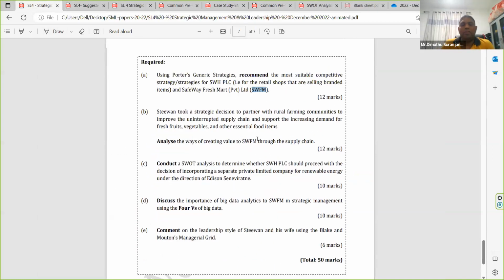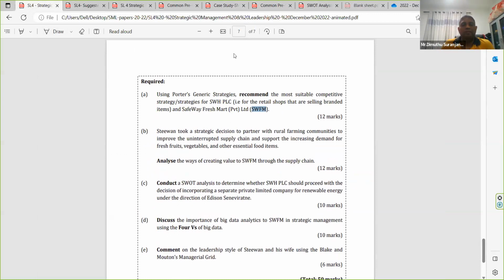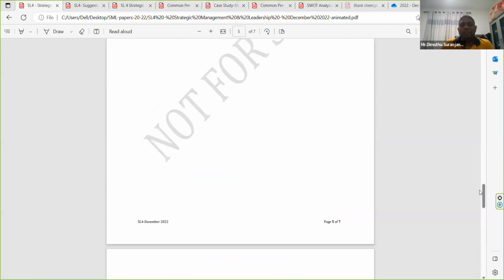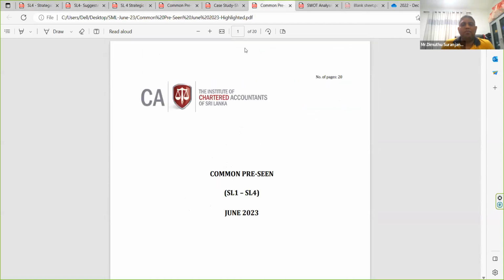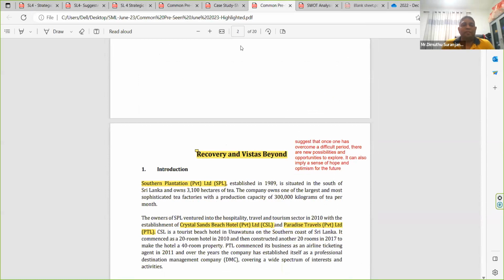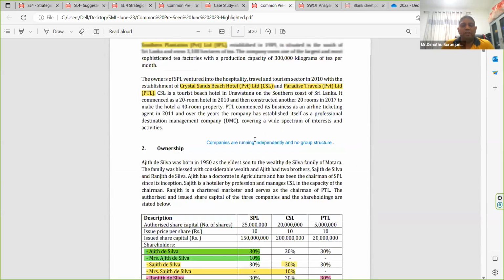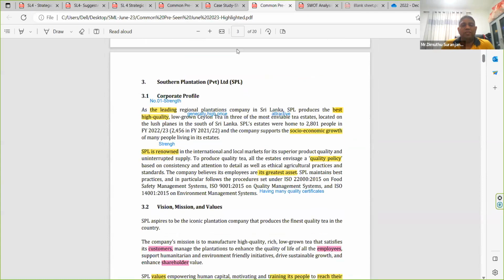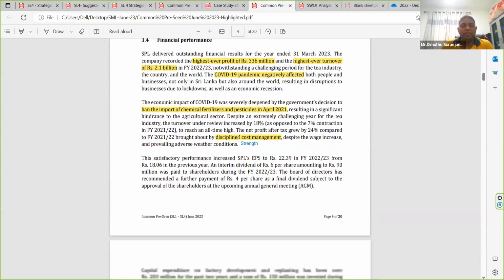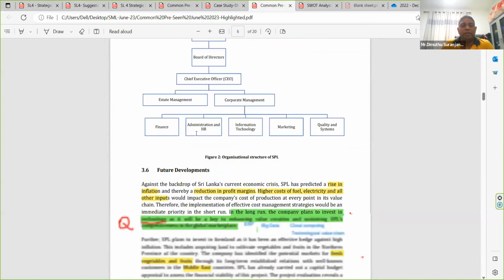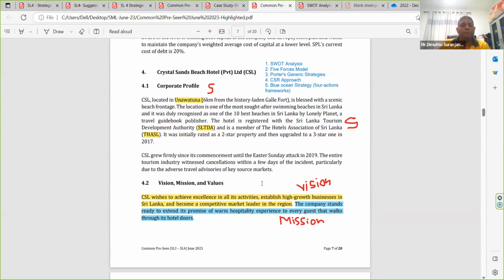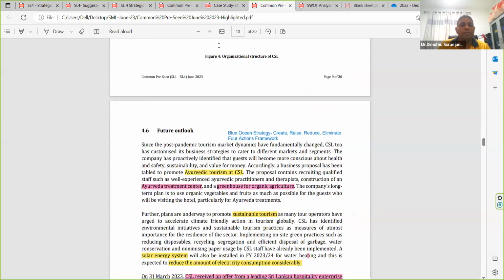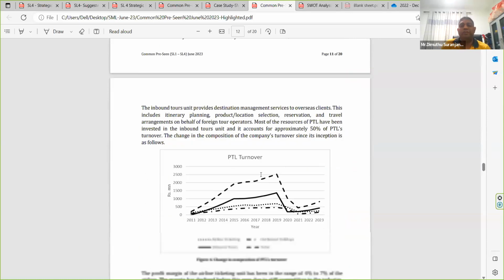That's why you want to do a proper pre-seen analysis. This pre-seen was very complicated actually, with a lot of information, not organized well. But when it comes to this current pre-seen of yours, this one is a well-organized pre-seen. Why? The 3 companies' information is given separately. Just an introduction about the business, then you can see the Southern Plantation. Number 4, the next company, is Crystal Sand Beach Hotel Private Limited. Then number 5 is Paradise Travel Private Limited. It's a well-organized pre-seen.